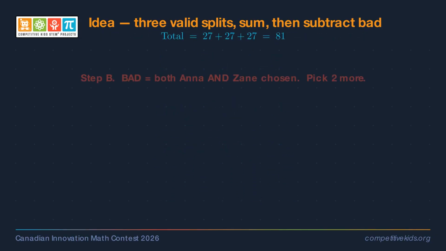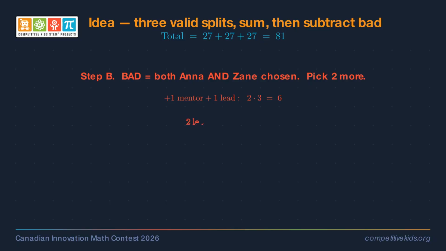Step B: subtract the bad committees. Bad ones are where Anna and Zane are both chosen. Fix those 2. We have 2 more spots to fill. The options are 1 more mentor and 1 club lead. 2 times 3 equals 6.